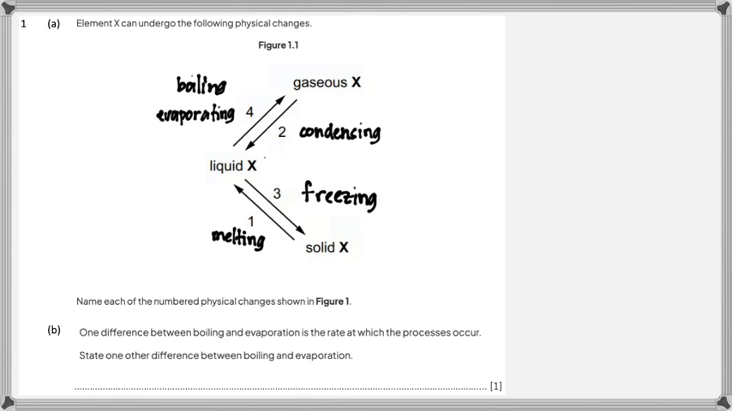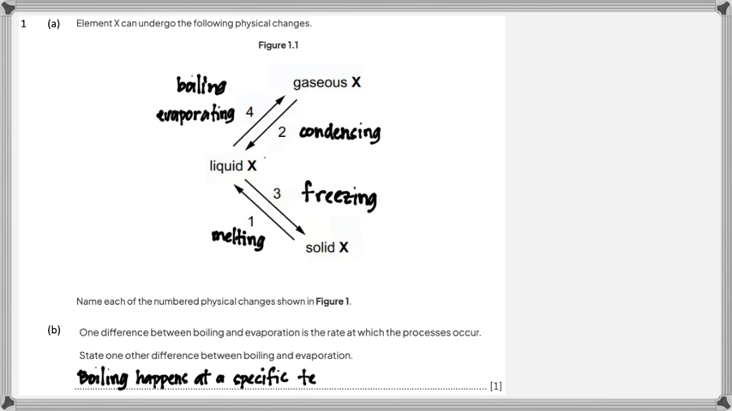Now for letter B, the question is asking us: one difference between boiling and evaporation is the rate at which the processes occur. State one other difference between boiling and evaporation. So this is very conceptual. So be mindful of the command words. As far as I know, we can say that boiling happens at a specific temperature.